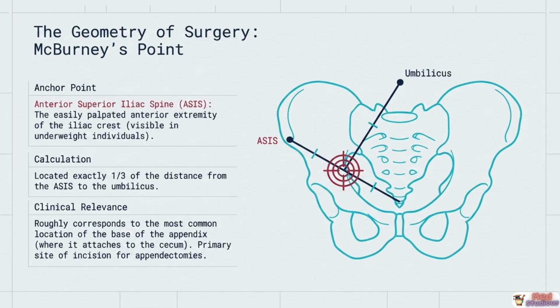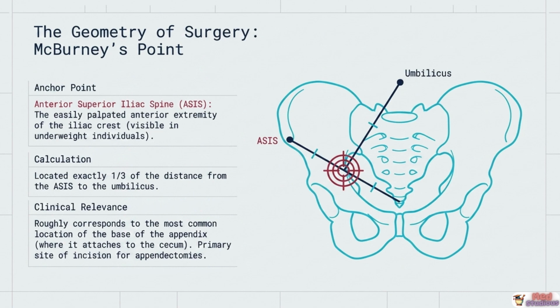We now zoom in on the single most surgically important surface anatomy point of the entire abdomen, McBurney's point. Named after American surgeon Charles McBurney, who described it in 1889, this point represents the most common surface projection of the base of the appendix, where it attaches to the cecum in the right lower abdominal quadrant.